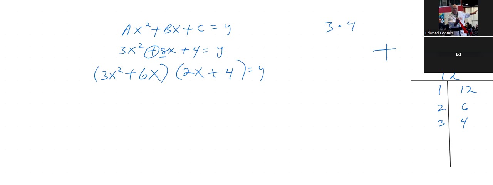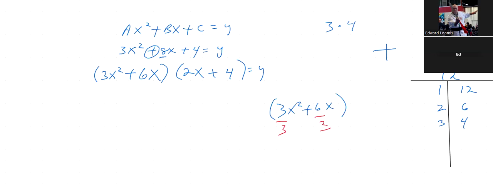Now, at this point, we need to factor out of these parentheses. I'm going to look at just the 3x squared for a second, plus 6x. And I'm going to ask, what do the numbers have in common? What does my 3 and 6 have in common? Well, I know 1 goes into 3 and 1 goes into 6. 3 goes into 3 and 3 goes into 6, and that's it. So 3 is a common factor of these numbers. I could divide the numbers by 3.